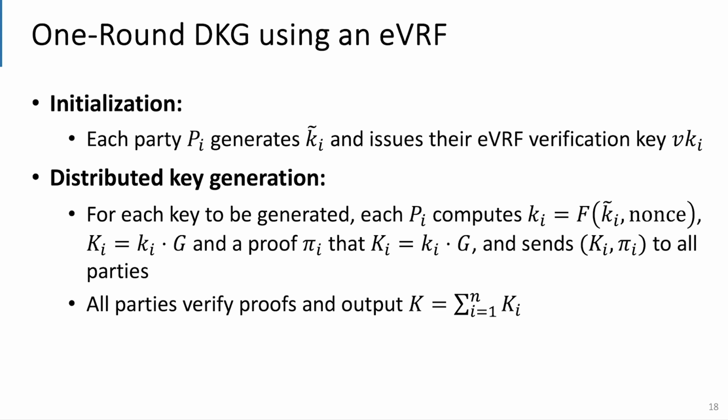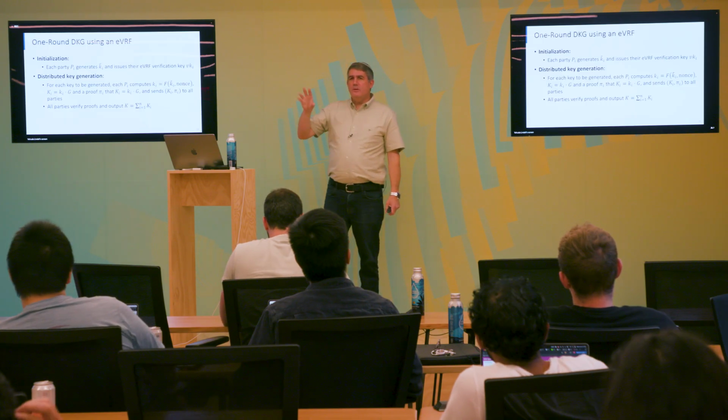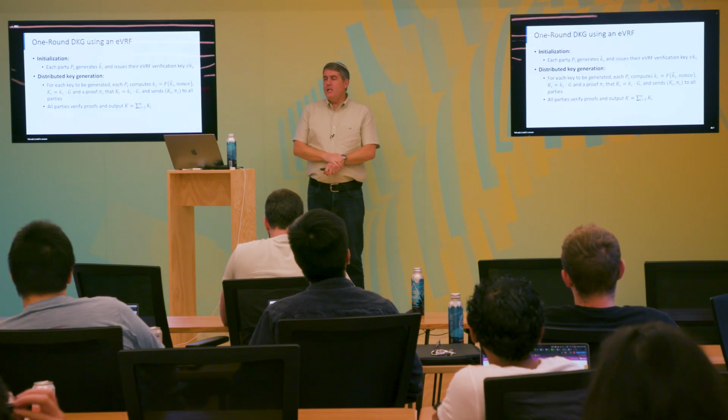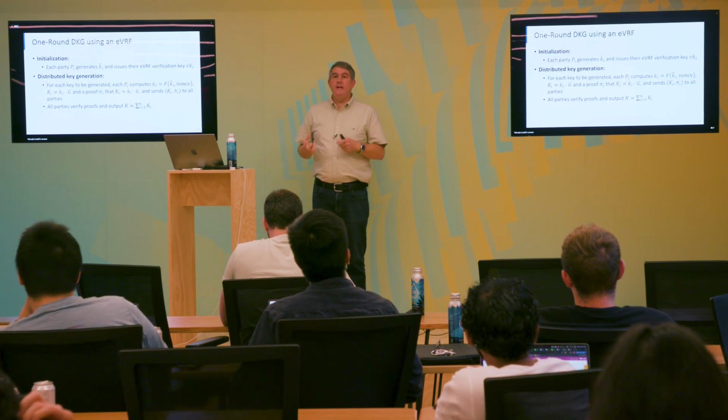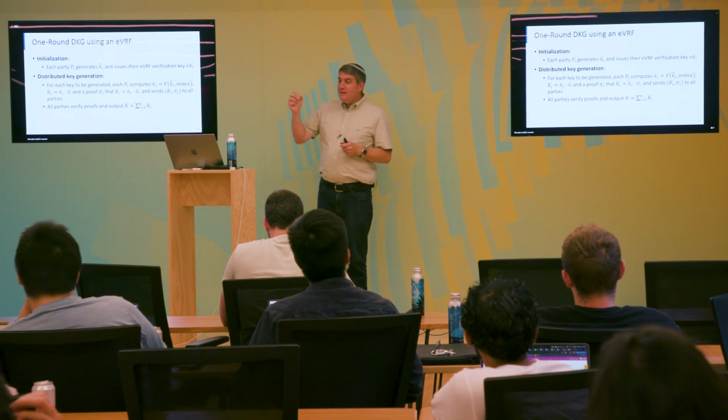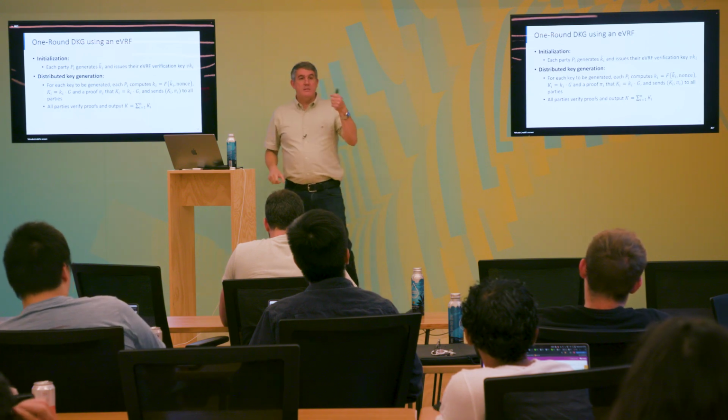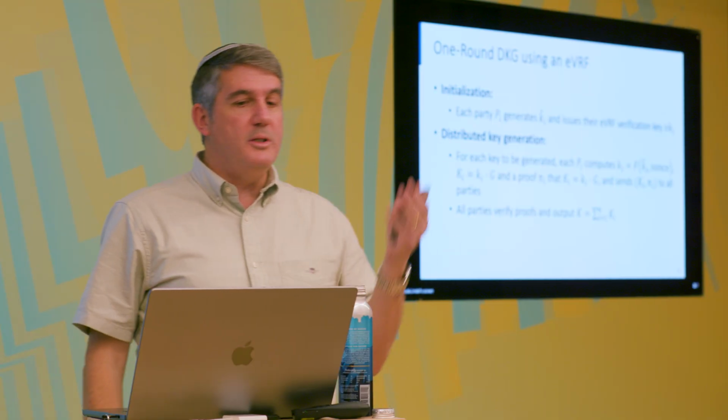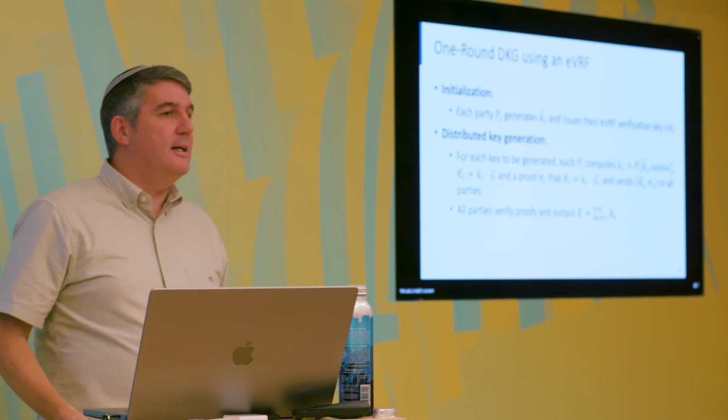In the initialization phase, each party just chooses an eVRF key. Here I'm adding a tilde to the eVRF key to distinguish it from the DKG keys. And then what happens is, given a nonce, and I said we need a nonce or a timestamp, because you need something to distinguish this execution from another execution, otherwise clearly it's impossible. So I'm given a nonce or the current time, and each party will just compute the eVRF on that value and send the capital Ki, which is the result of the eVRF computation, together with the proof, and then you'll also add it all together.